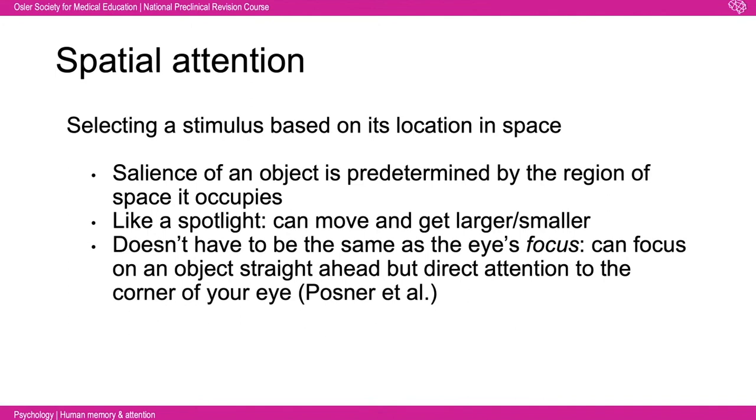And it's really important to understand that your spatial attention doesn't have to be the same as where you're actually focusing your eye on. So you could be focusing straight ahead of you, but covertly paying attention to the corner of your eye. And that's been shown quite a lot. But one example is Posner et al. And that's one example where attention and your sort of sensation don't have to be the same thing. They're quite different, and we'll explain more how they differ and why that's important shortly.